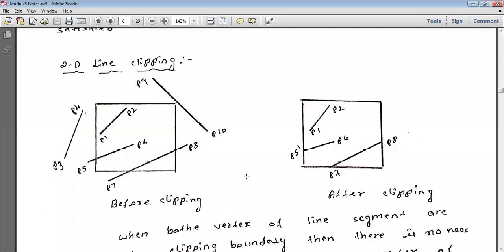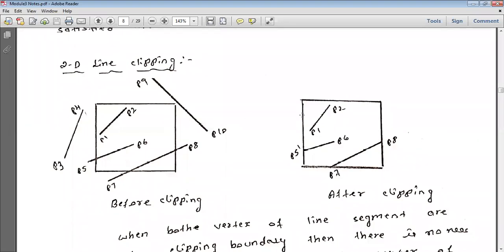Now coming to line clipping, I may distinguish the lines into three different types. One type of line is where both the endpoints are inside the clipping window. That is the first type of lines. When both the endpoints are within the clipping window, I need not do anything.